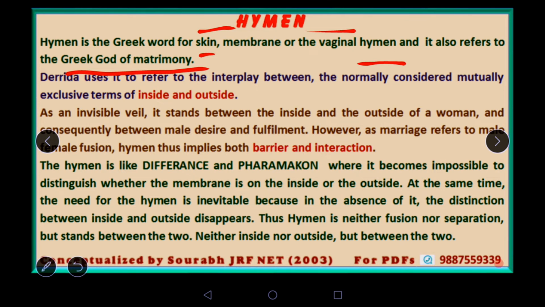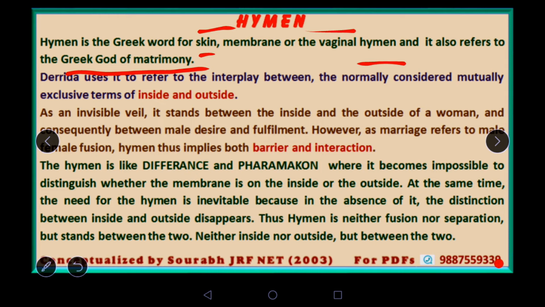As an invisible veil, it stands between the inside and outside of a woman, because it is a vaginal hymen. Outside it is the outside, and inside it is the inside of the female body, and consequently between male desire and fulfillment. If a male is outside this particular hymen, he is outside, and if he has penetrated this hymen, he is inside the female body, or he has fulfillment.